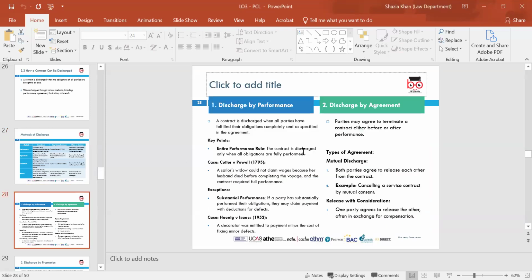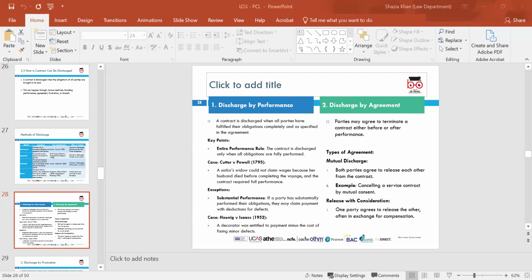Discharge by performance means the contract is terminated when both parties have fully completed their contractual obligations, essentially fulfilling all terms and conditions agreed upon, thus ending the legal relationship between them. It is the most common way to discharge a contract. Key points here are the entire performance rule and the case of Cutter v Powell, and the exceptions in substantial performance, if the party has substantially performed their obligations, and the case of Hoenig v Isaacs, 1952.